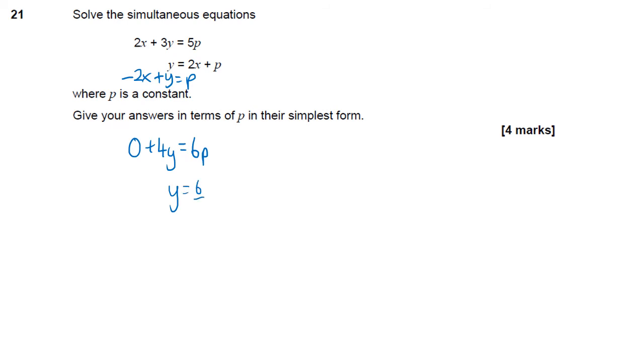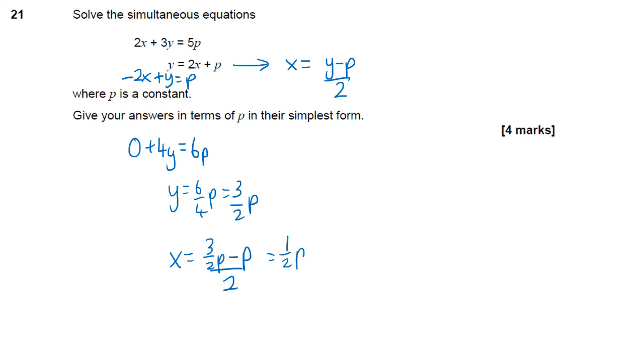6 divided by 4, p, which is the same as 3 over 2p. So that's y. Now we need to find x. So let's go back to one of these equations. If I take that second equation and rearrange that for x, I've got x is equal to y minus p over 2. So x is going to be equal to 3 over 2p, that's y, minus p divided by 2. So 3 over 2p, so 1.5p, minus 1p, so that's going to leave half a p on top, divided by 2. Half divided by another 2 is a quarter. So we get a quarter p for x. Okay, and there we are, solved. We found y, we found x.